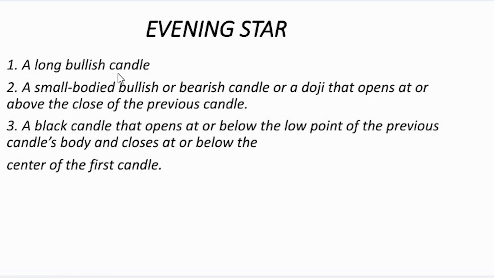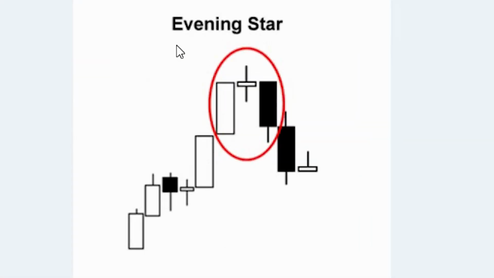Also, we have the evening star. The evening star consists of 3 candles. First is the long bullish candle. Second, the small bodied bullish or bearish candle, a doji that opens at or above the close of the previous candle. And the third, a black candle that opens at or below the low of the previous candle's body and closes at or below the center of the first candle. So this is the evening star. This is the first candle. Then the next candle could be a doji or whatever, but the third candle has to close at the midpoint of the first or below it.